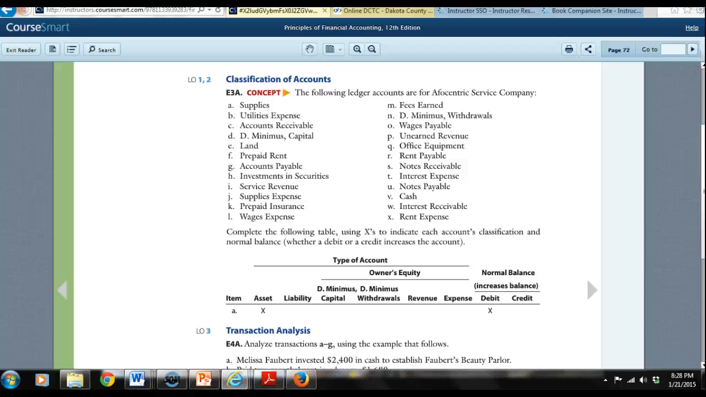Utilities expense. What is it? Expense. And is the normal balance a debit or a credit? Perfect. Debit. Utilities expense is an expense. That's okay. Accounts receivable is asset, and it has a normal debit balance.